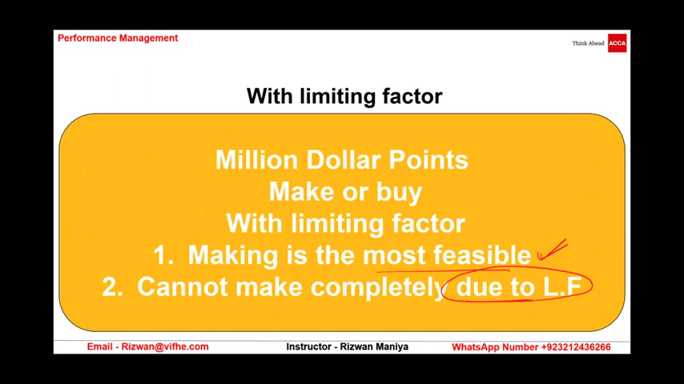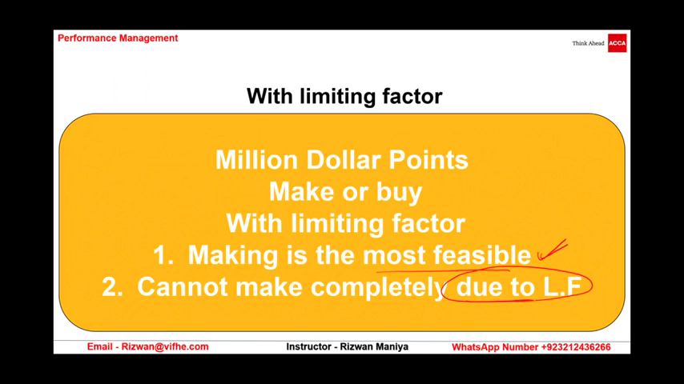So the mindset has changed now. Understand? In case of without limiting factor, the mindset was buy or make. Buy or make. So you compared there. Okay. But in make or buy with limiting factor, what happened? Making is the only option you have, but you cannot make. Now the situation has changed. Understand? Now the situation changed. And what is that? Now you cannot make because of the limiting factor. You wish to produce both in-house, but you cannot. So the mindset has changed.